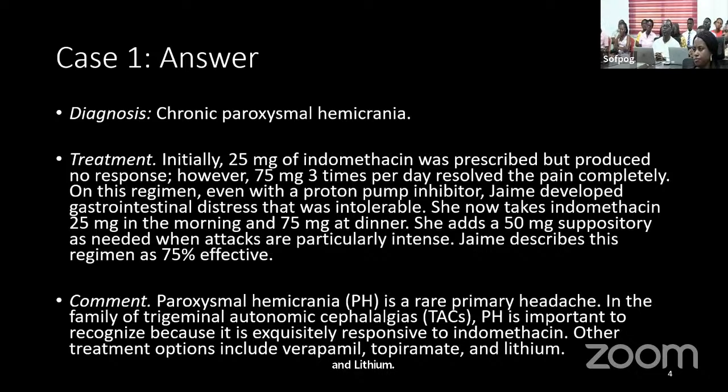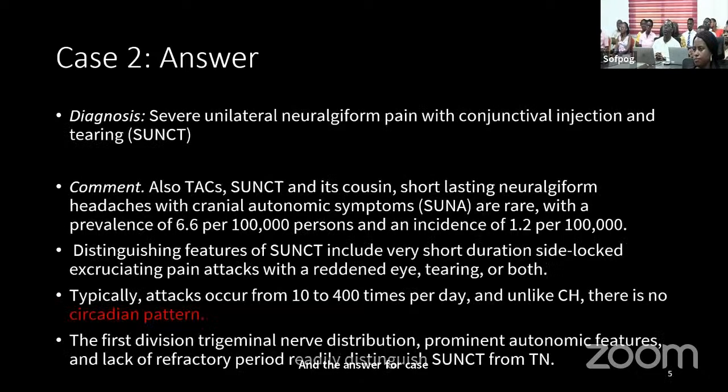Then the answer for case 2: the diagnosis was SUNCT, severe unilateral neuralgiform pain with conjunctival injection and tearing. The commentary: also TACs, severe unilateral neuralgiform pain with conjunctival injection and tearing, and its cousin, short-lasting neuralgiform headaches with cranial autonomic symptoms, are rare, with a prevalence of 6.6 per 100,000 persons and an incidence of 1.2 per 100,000.